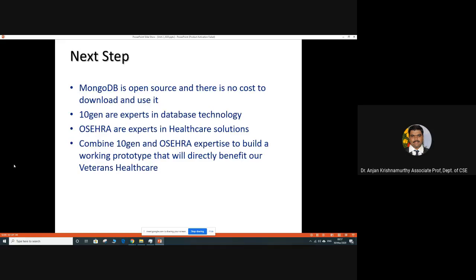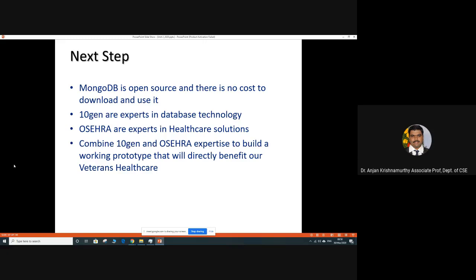So what is the next step? The next point is that MongoDB is open source. There is no cost in downloading it and using it, right? That's the reason why I'm asking you to download MongoDB, explore it, explore the use cases, explore the commands, and show me a video that you have done the exploration. It's absolutely free of cost. You can experiment by yourself. You need not have an Ubuntu system for it. Even with your Windows system installed on your laptops, you can explore it.